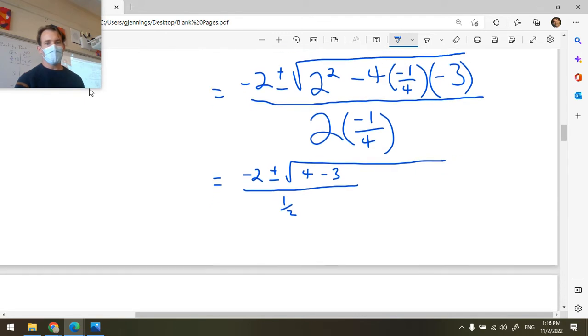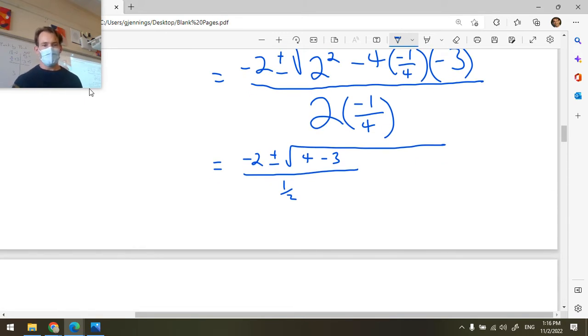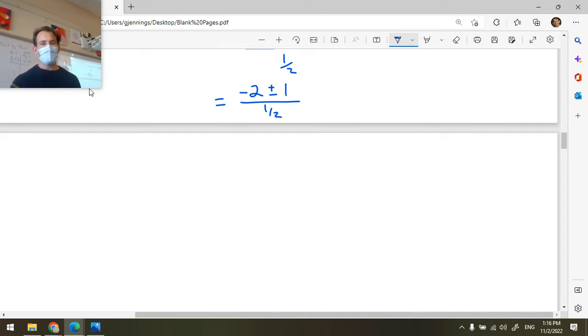All right. Let's evaluate now. 4 minus 3 is, well, this is equal to negative 2 plus or minus the square root of 1. Square root of 1 is 1. So it's just negative 2 plus or minus 1 all over 1/2. This gives us two possibilities. Negative 2 plus 1. This could be equal to negative 1 over 1/2. Or negative 2 minus 1. Well, that's negative 3 over 1/2.